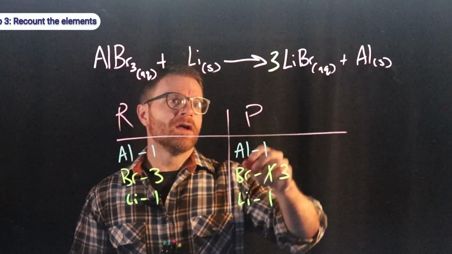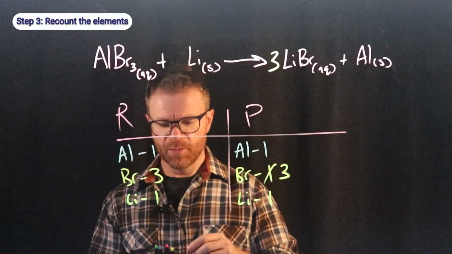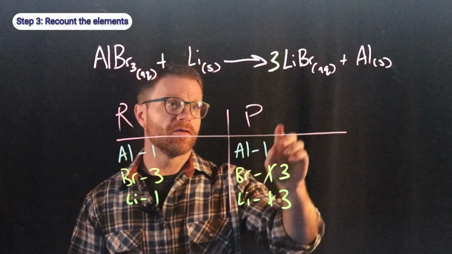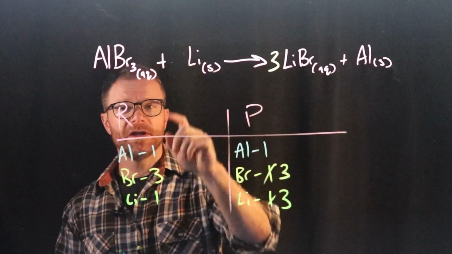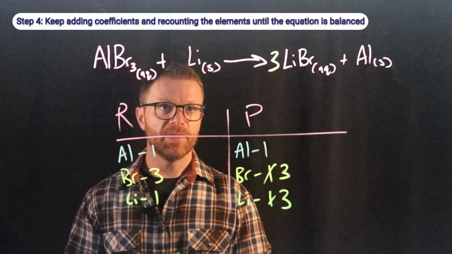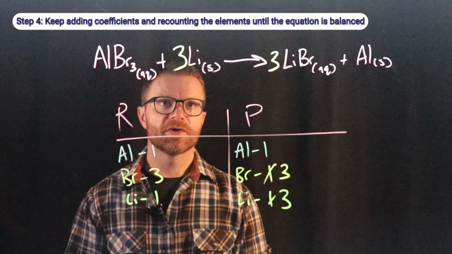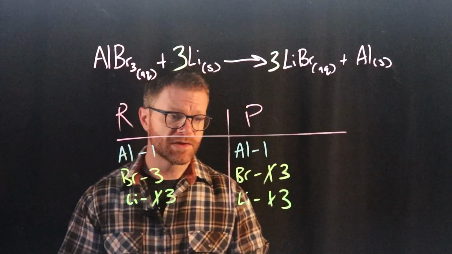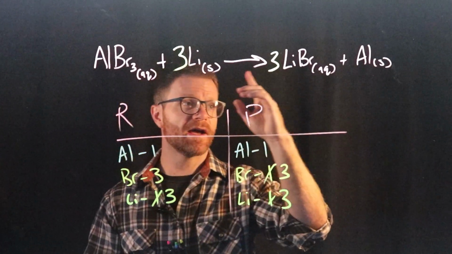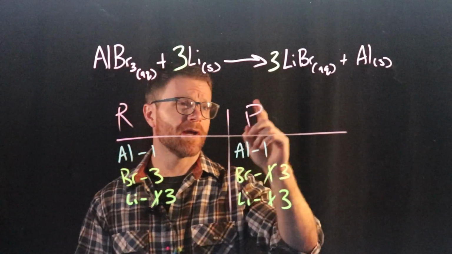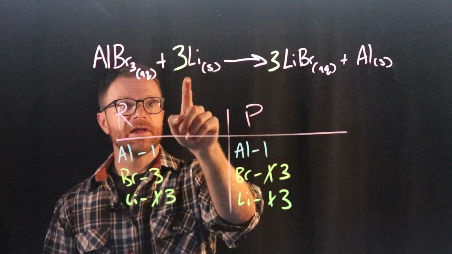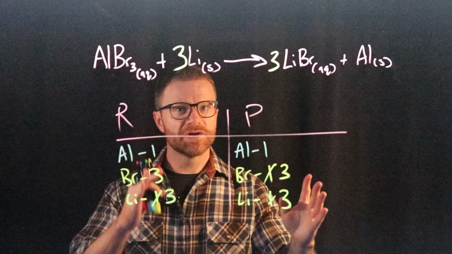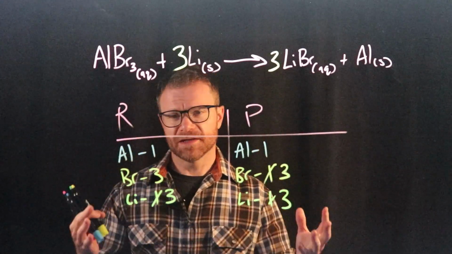You should be fine. So we have 3 bromines now, but we also unfortunately made 3 lithiums. So if we have 3 lithiums in our products, but only 1 in our reactant, we're going to need 3 of them in our reactants. So let's put a 3 in front of the lithium there. And now with the addition of those 3 lithium atoms, we're balanced. We have 1 aluminum in our reactants, 1 in our products, 3 bromines in our reactants, 3 in our products, 3 lithiums in our reactants, and 3 lithiums in our products. So just keep adding those coefficients back and forth until you get it balanced.